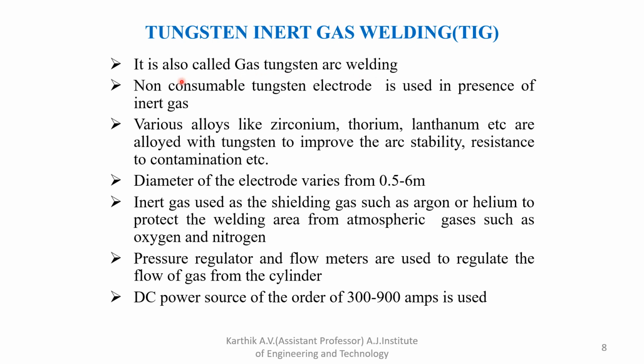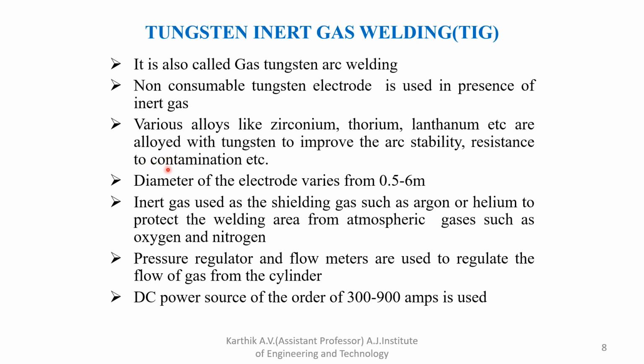Non-consumable electrode. Various alloys like zirconium, thorium, lanthanum, etc. are alloyed with the tungsten to improve the arc stability, resistance to contamination, etc. The diameter of the electrode varies from 0.5 to 6 mm.